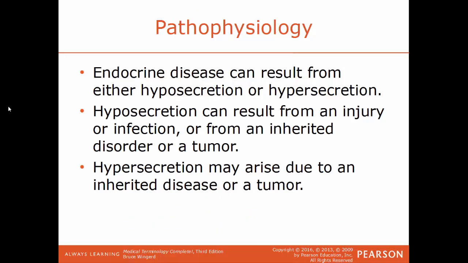All right, now we'll talk about some pathophysiology when it comes to the system. Now, diseases within the endocrine system can result from either the hyposecretion or the hypersecretion of hormones. You never want a hormone to be secreted either too much or too little. You always want to have a balance of what is needed. Now, hyposecretion can result from an injury or an infection, or from an inherited disorder, or from a tumor. And hypersecretion may arise from an inherited disease or a tumor.